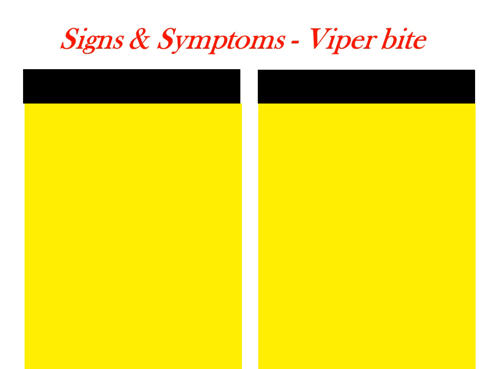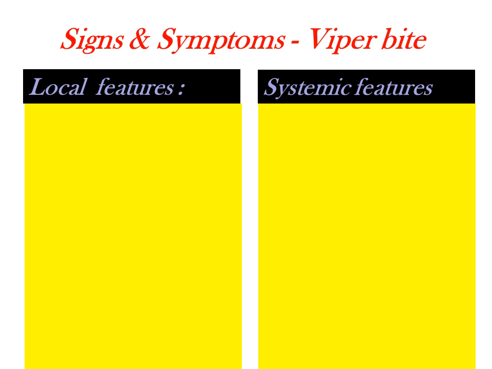So we start with the signs and symptoms of viperine bite. We have divided these signs and symptoms into 2 groups. It can be local signs and symptoms, or systemic signs and symptoms. When we look at the local features, we will see that they are usually localized in an area or in an entire limb where the bite has occurred.